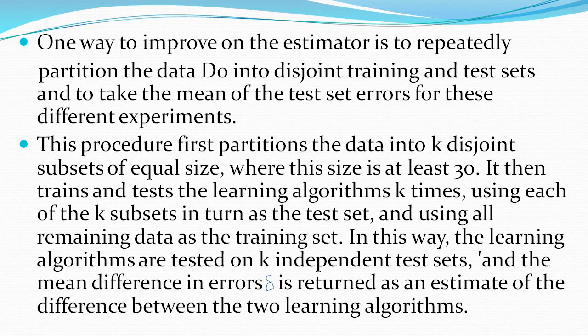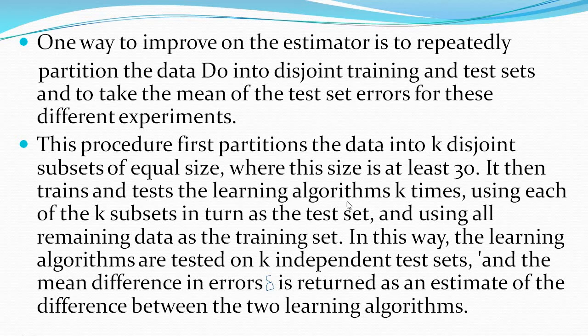That we can consider as a true error. We learned in previous videos that we are considering sample error as an estimator. So this procedure first partitions the data into k disjoint subsets of equal size. Here we are dividing the complete distributed data into k different subsets, but every subset contains equal size, that is at least equal to 30.